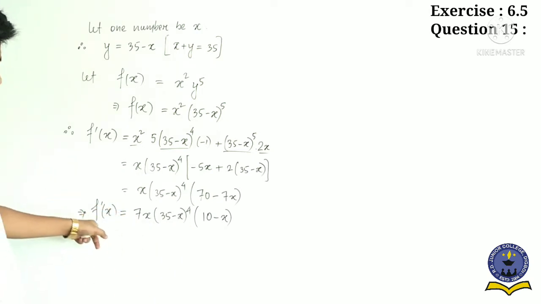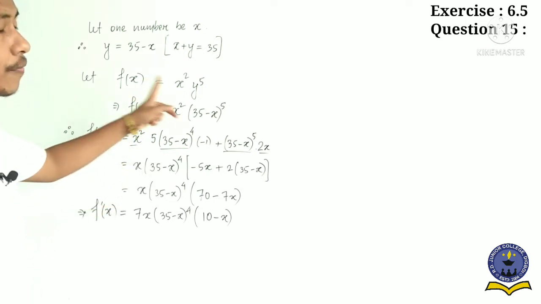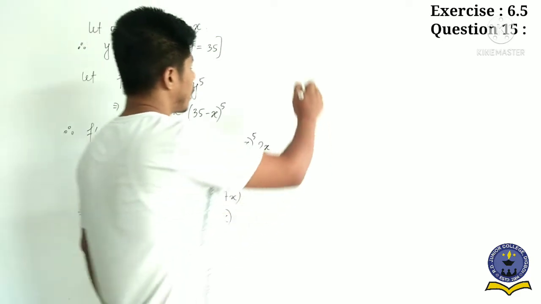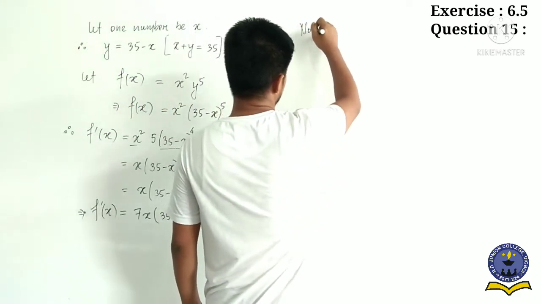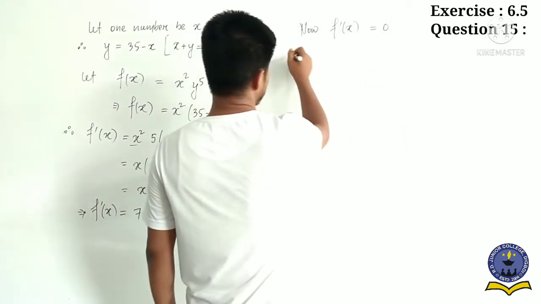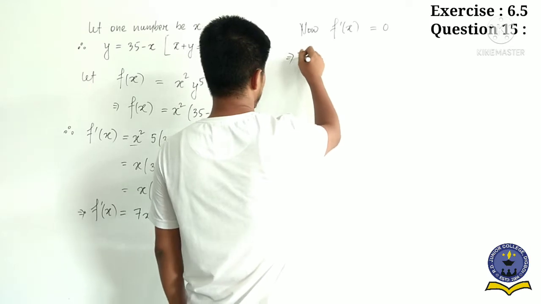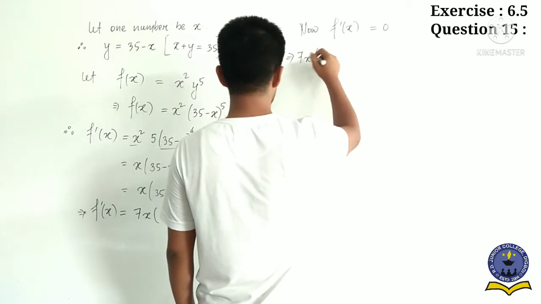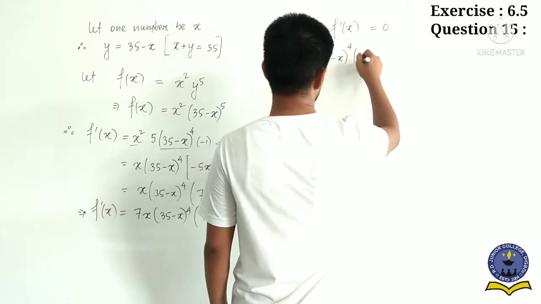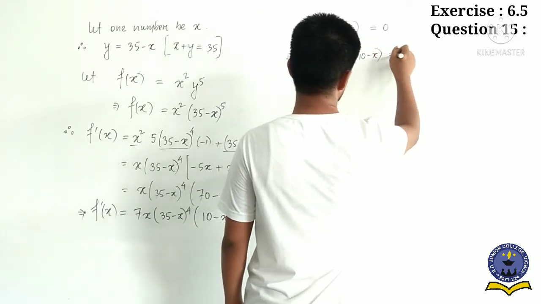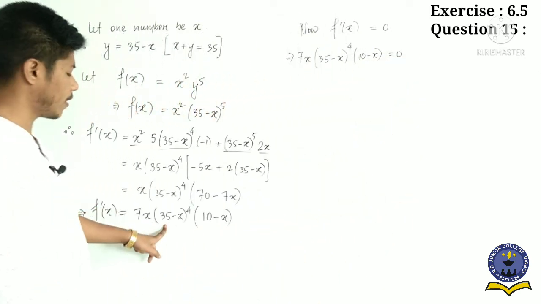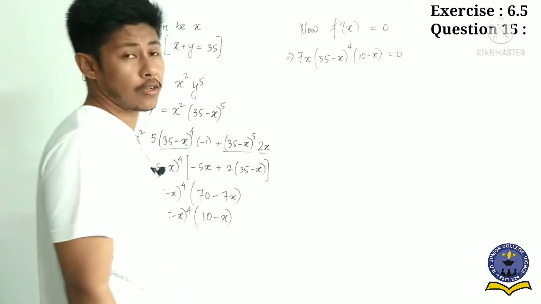So after getting the f dash of x result, now what you have to do, we have to find out the critical point, isn't it? So in case of critical point, we write now f dash of x equals 0. So f dash of x means this result we have to write. That means 7x, 35 minus x to the power 4, and the last one 10 minus x equals 0. Is it clear? F dash of x result is this one, 7x, 35 minus x to the power 4, 10 minus x equals 0.